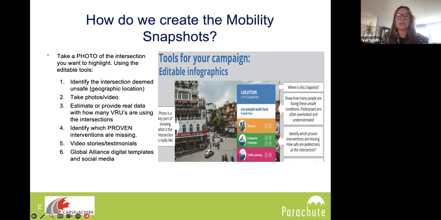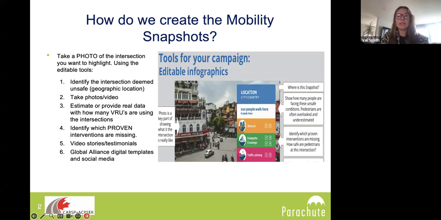The third step will be to estimate real data with how many vulnerable road users are using the intersection. So the idea is that it's tracked over a peak 1-hour period. You can count the pedestrians and cyclists around the intersection, crossing, walking, wheeling along the main and side roads for 15 minutes during peak time, and then multiply your count by 4 to get the number of pedestrians during that period.